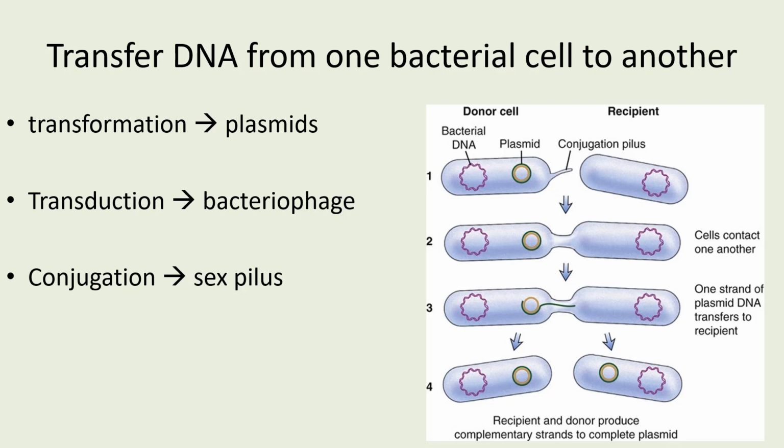However, this plasmid will also contain other genes besides the genes needed to make the pilus. So, in this case, bacteria can transfer genes that help it be resistant to antibiotics or to be pathogenic. It could transfer one gene from one cell to another.